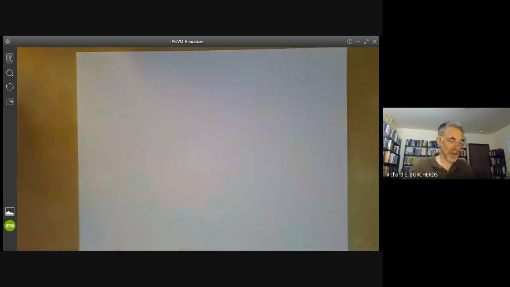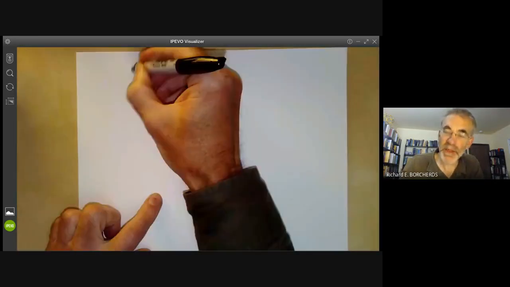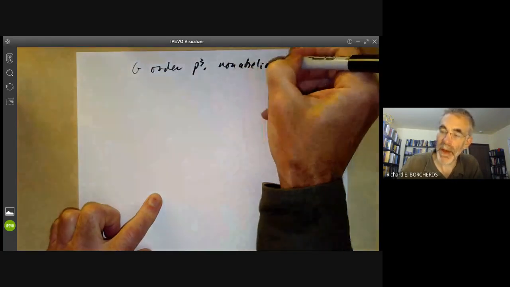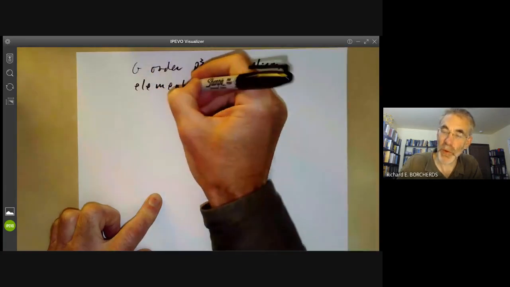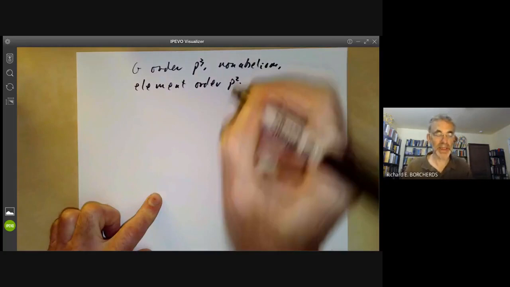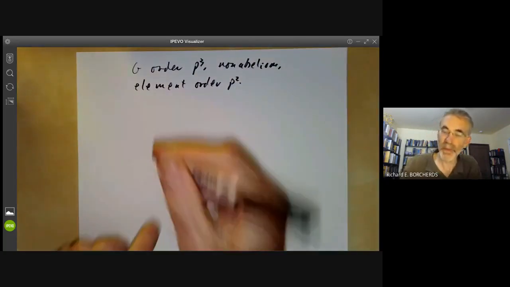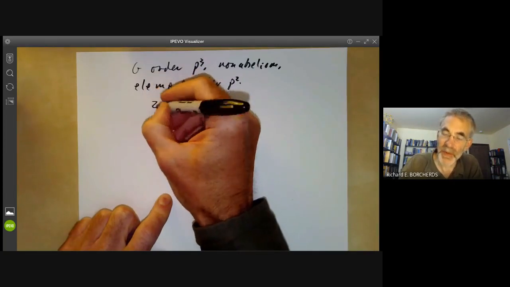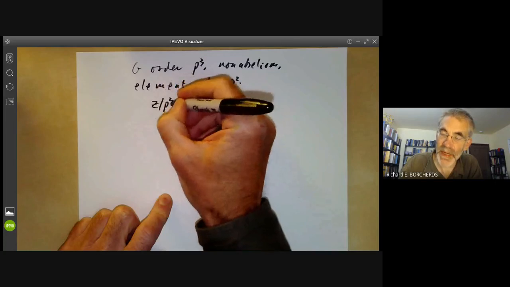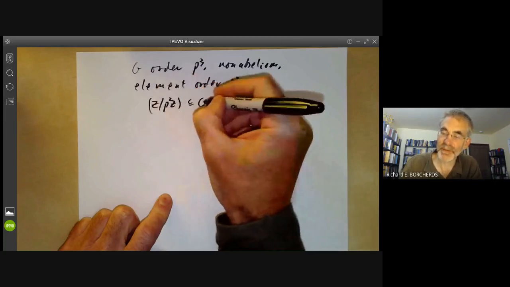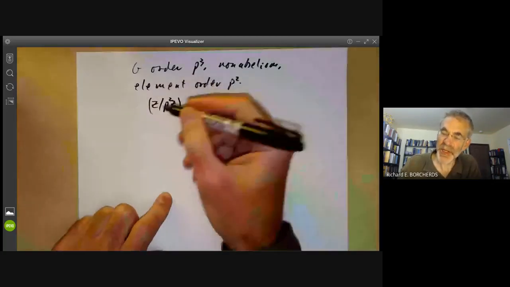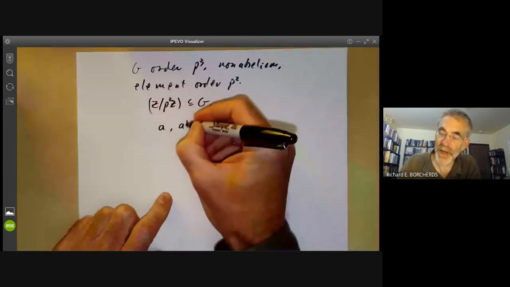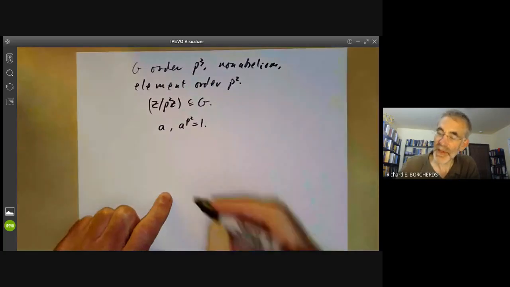Now let's move on to the groups where G is order P cubed and is non-abelian and has an element of order P squared. And let's see if we can find all such groups. Well, G has a normal subgroup, Z modulo P squared Z. So this is contained in G. So Z modulo P squared is generated by an element A with A to the P squared equals 1.